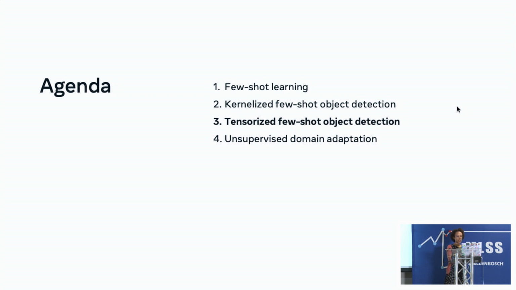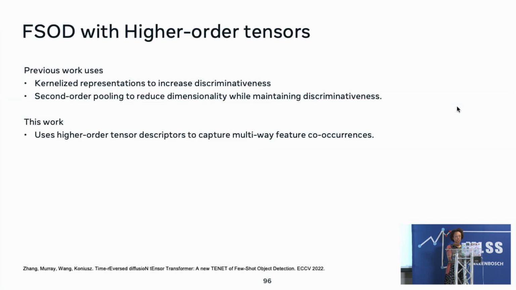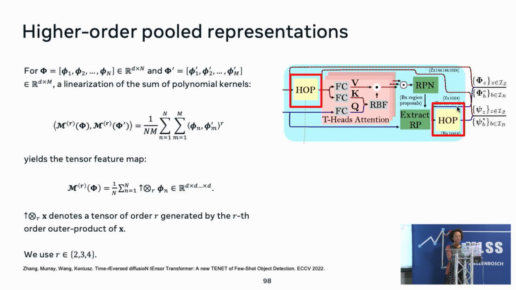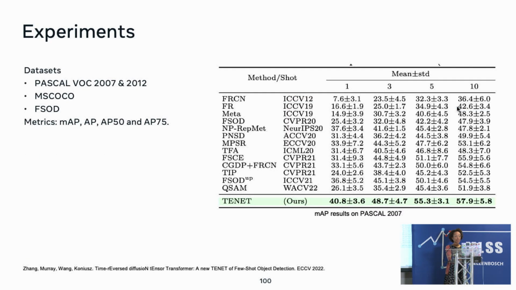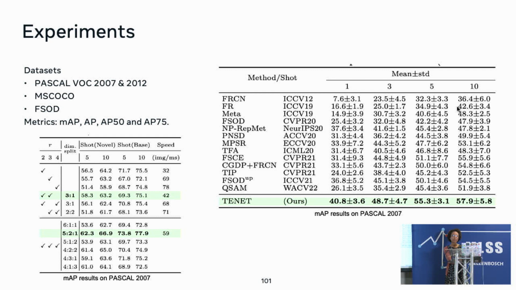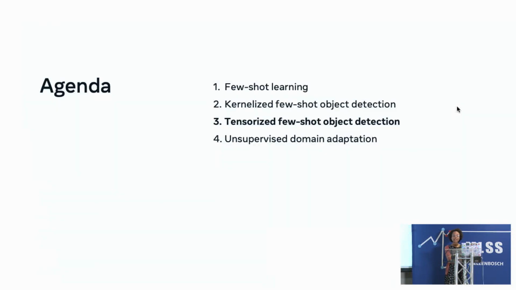So in the interest of time, I won't go through the tensorized version. This is a very similar approach. It's just maybe using something you can consider a bit more powerful than the kernels we had before. And indeed, using a more powerful approach gives you better results. So I won't go into it too much.